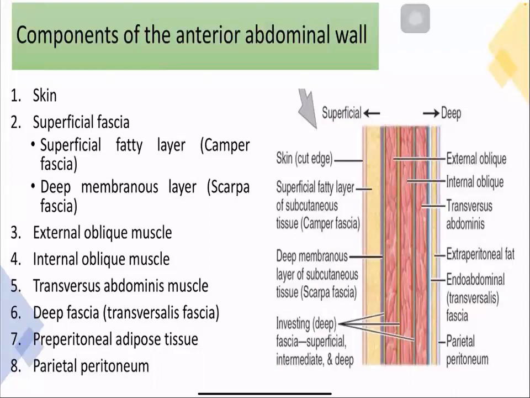The components of the anterior abdominal wall start from the skin, the most superficial one, and then the superficial fascia, which consists of 2 parts, the outer superficial one, the Camper fascia, and the deeper membranous layer, the Scarpa fascia. Then the muscles of the anterior abdominal wall: the external oblique muscle, the internal oblique muscle, and the transverse abdominis muscle. Behind the transverse abdominis muscle is the transversalis fascia and the properitoneal fat, which separate the transversalis fascia from the parietal peritoneum, which is the last layer of the anterior abdominal wall.